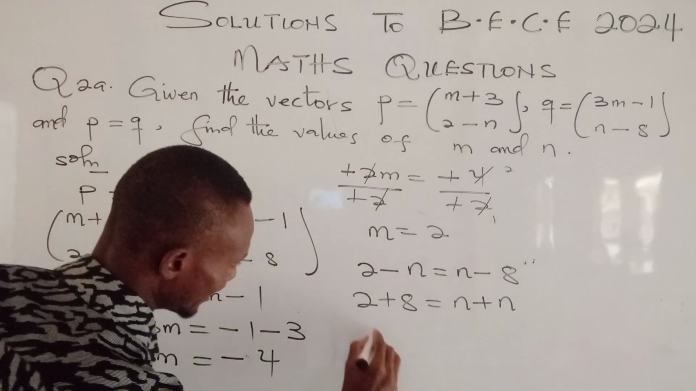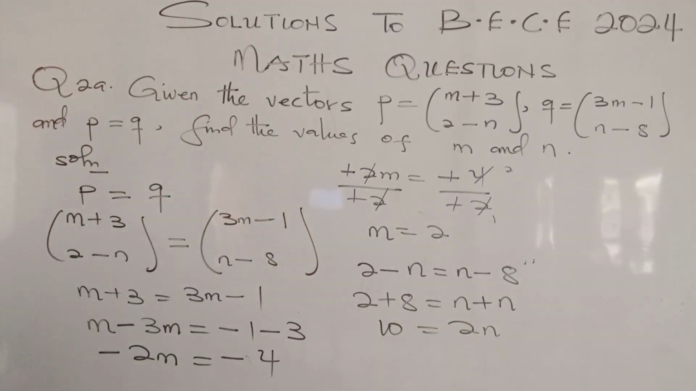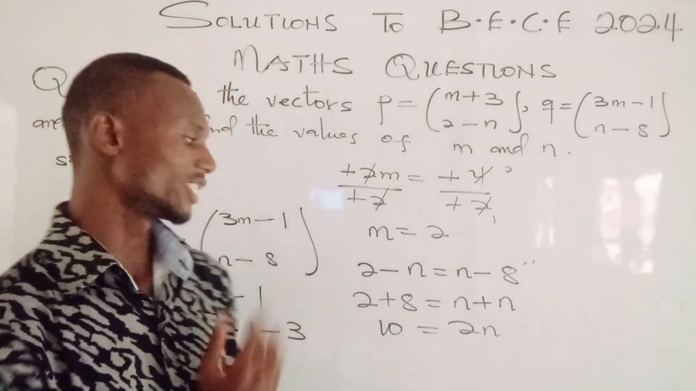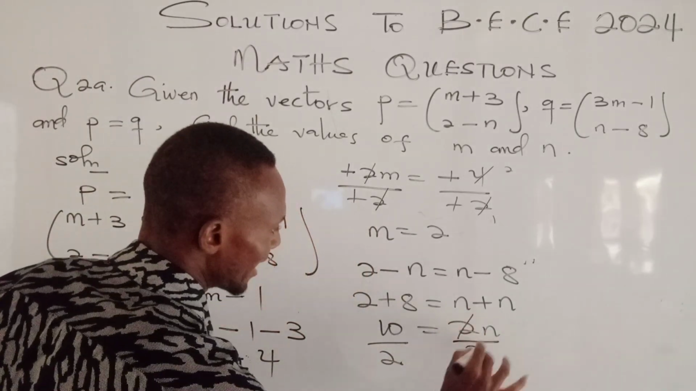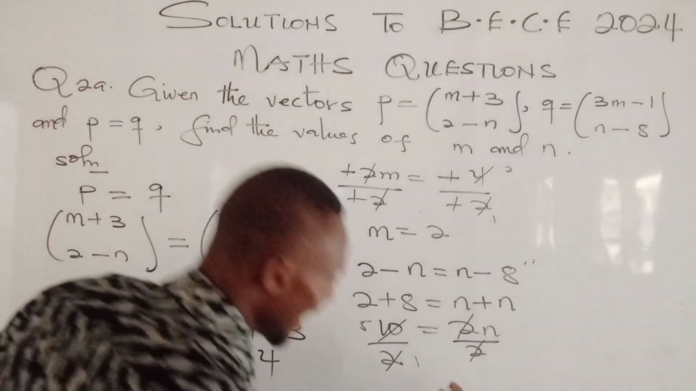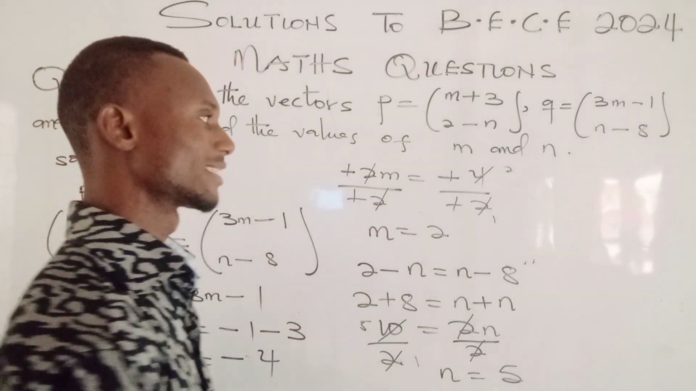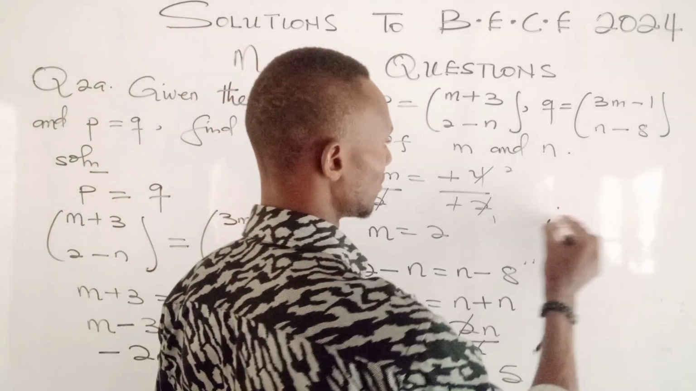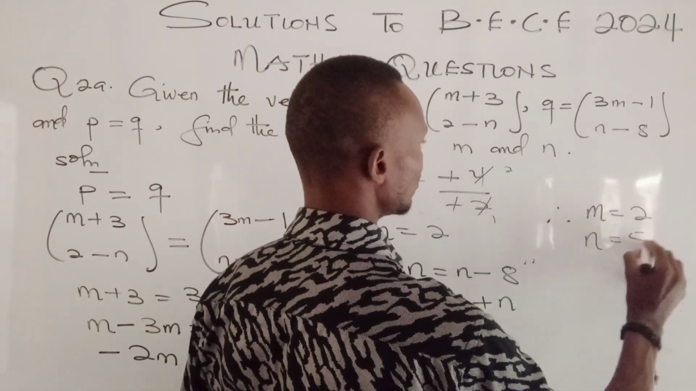So 2 plus 8 gives 10, equals n plus n, which gives 2n. What do we do to get the value of n? We divide through the equation by the coefficient of n, which is the 2. So I'll divide here by 2 and here also by 2, so that this and this will cancel. 2 goes into 2 once, and 2 goes into 10 five times. So we have our n. My n equals 5, which is my final answer. So that's the values of m and n. Therefore my m equals 2 and my n equals 5.